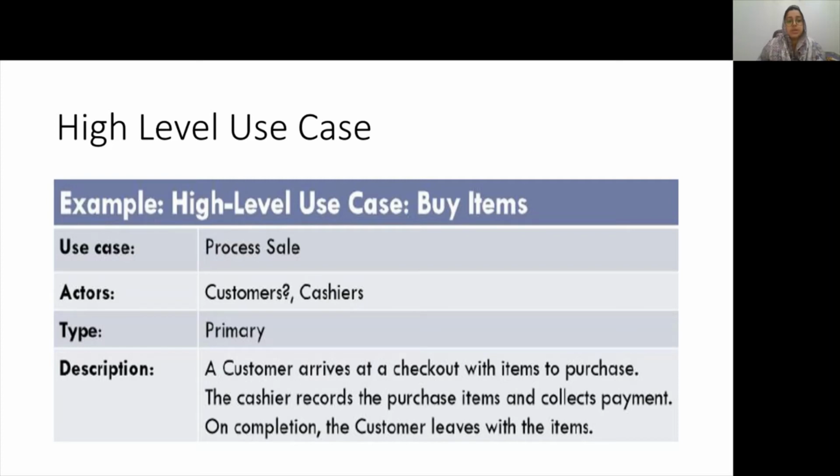So the description will contain a very informal, brief summary paragraph that will explain the success scenario. In this case, the success scenario is: a customer arrives at a checkout with items to purchase. The cashier records the purchased items and collects the payment. On completion, the customer leaves with the items. So this is only the success scenario of the system.